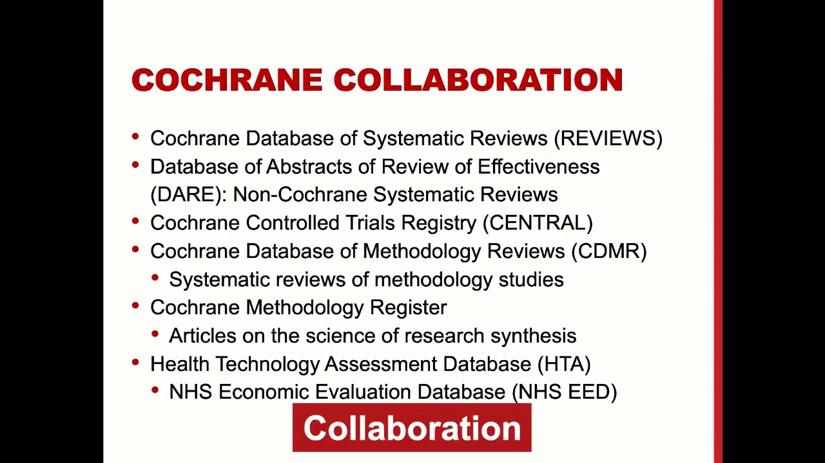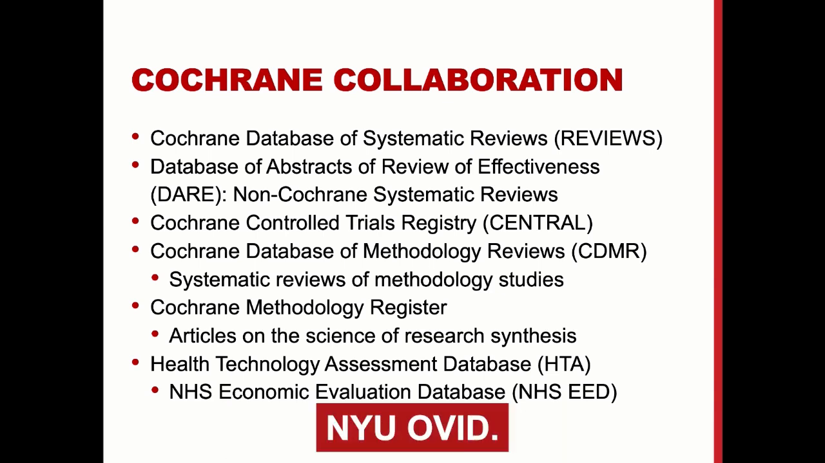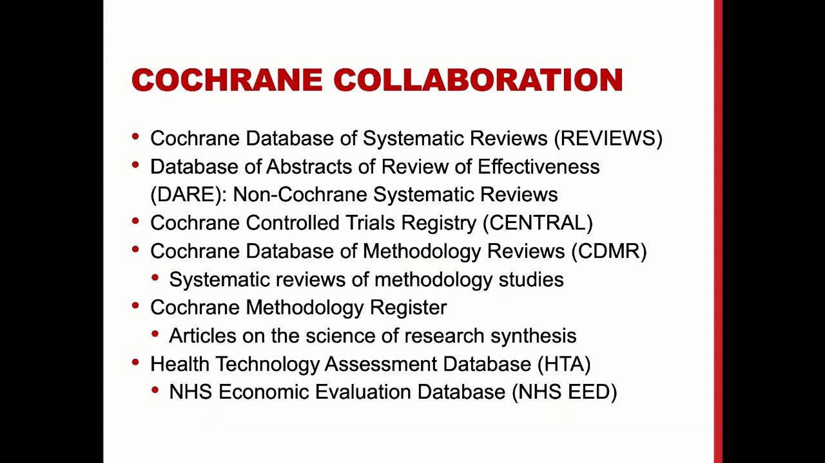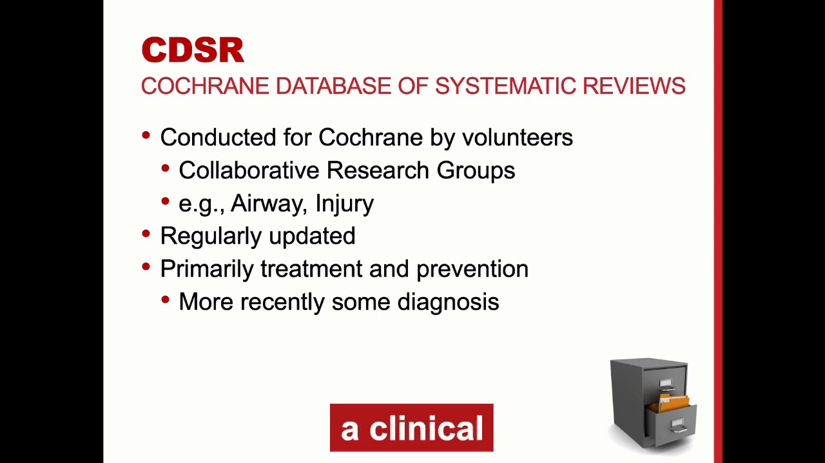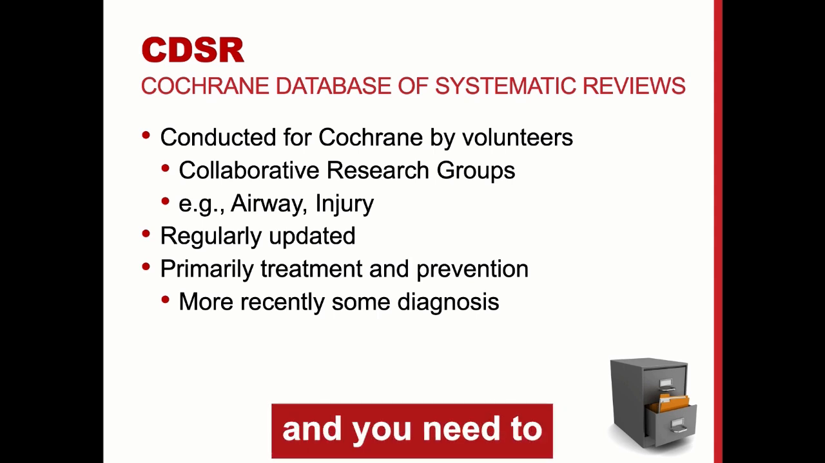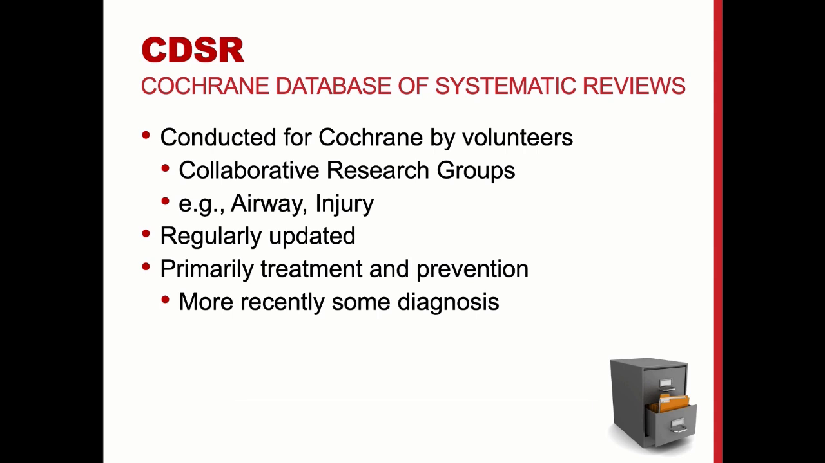The Cochrane collaboration is a collection of valuable resources. It is available through NYU Ovid. We will focus on only one of those resources today. The Cochrane database of systematic reviews is helpful when doing a clinical literature search, and you need to get to the answer quickly. This is particularly true if many studies have been published on the same question.